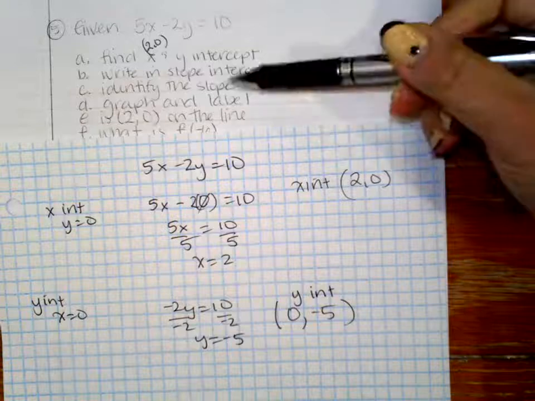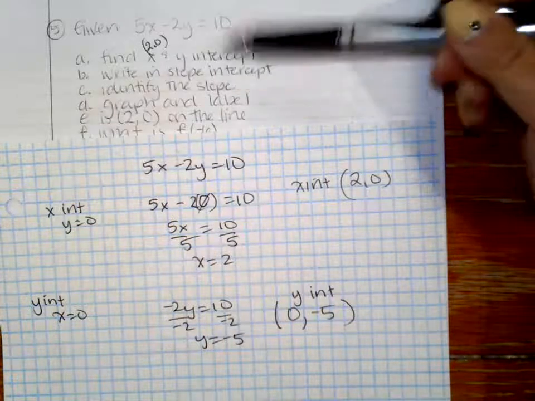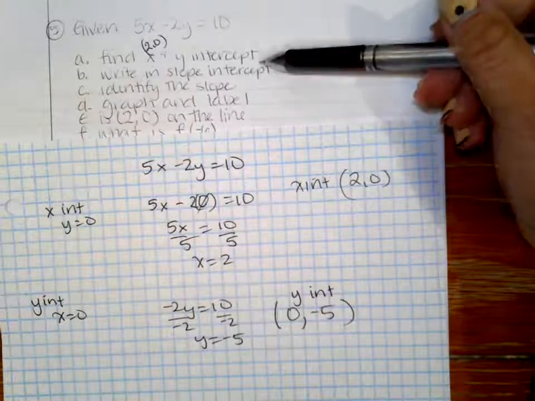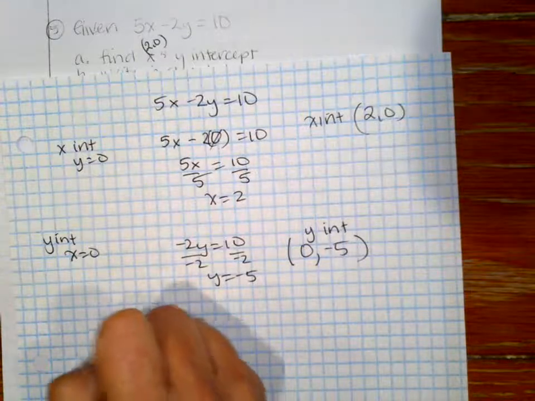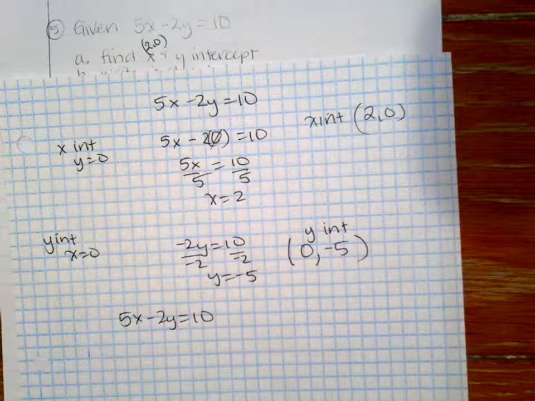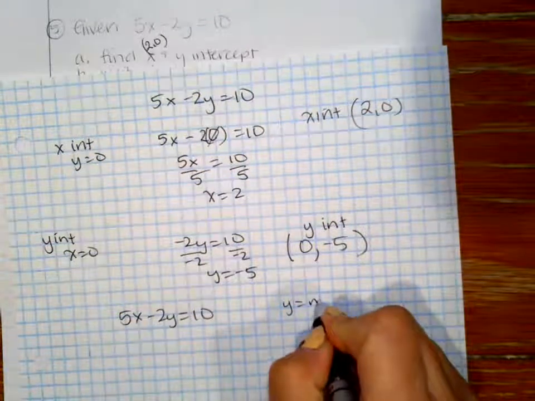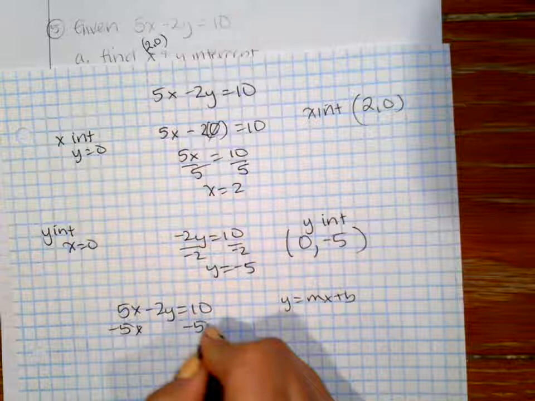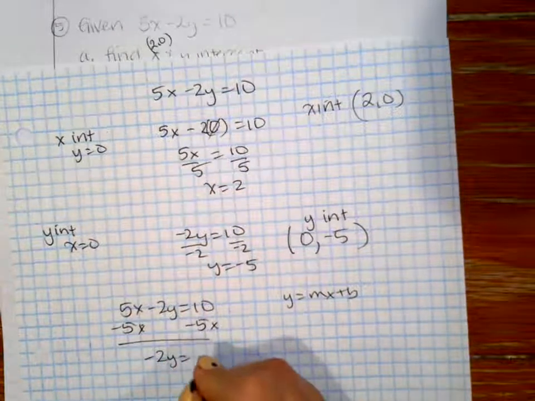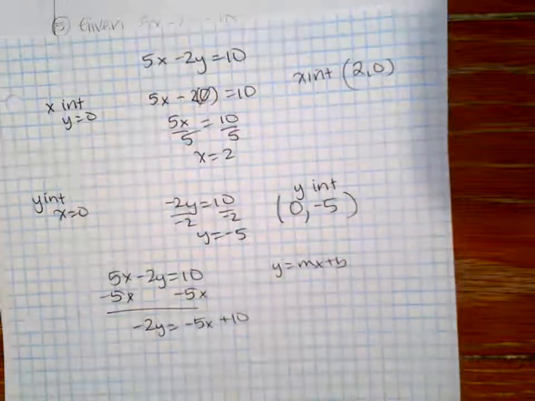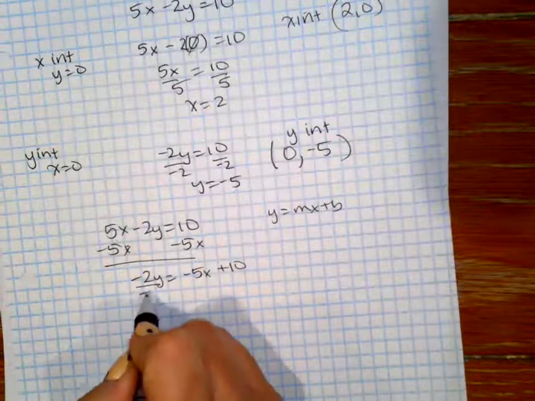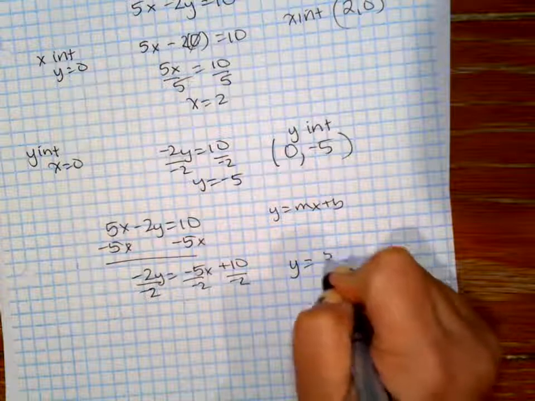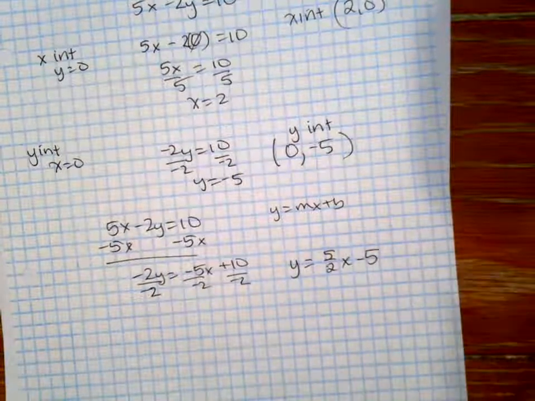All right, identify the slope. The easiest thing to do would be to put that into slope-intercept form. I need to write it in slope-intercept form anyway, so let's do that. 5x minus 2y equals 10. Let's put that into slope-intercept. That needs to look like this. So move that over. That gives me negative 2y equals negative 5x plus 10. Divide everything by negative 2. And I get y is equal to positive 5 over 2 x minus 5.